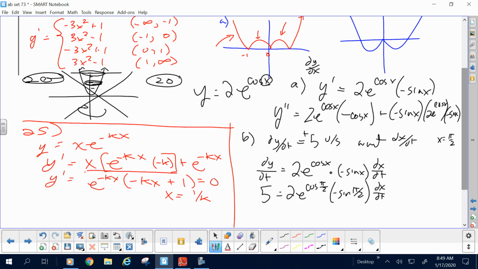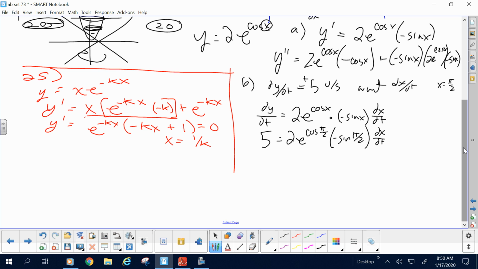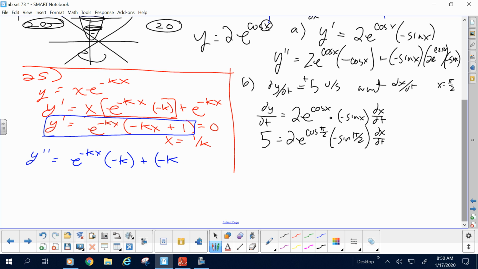So we have one horizontal tangent. Now we need the second derivative to talk about what's going on at that horizontal tangent. I'm going to take the derivative on this factored form so I don't have to do quite so much work. First stays the same. Derivative of the second is just negative k, plus second stays the same. Derivative of the first is e to the negative kx times negative k. You follow? Yeah. Clean it up or just throw 1 over k in?